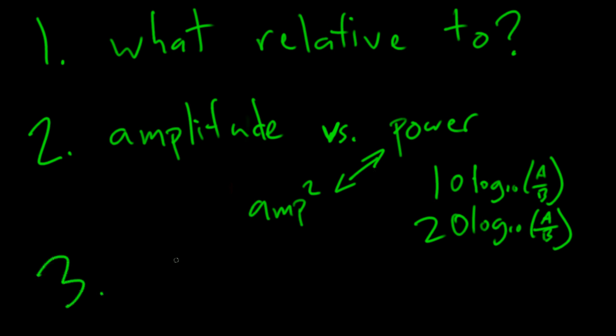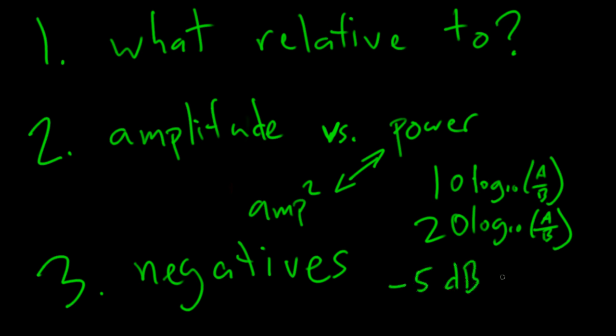The third thing that people get wrong is that they get their negatives wrong. So for example, what if they said a system has negative 5 dB loss? Well, if they're describing something that actually is lossy, then what they probably meant was that it had 5 dB loss, or they meant that it had negative 5 dB gain.